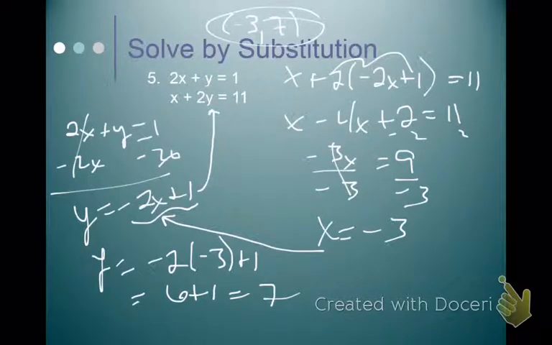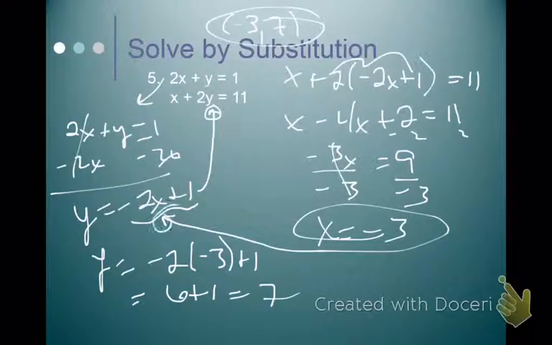Okay, did you get this? Take the first equation, subtract 2x from both sides to get y by itself, and you get y equals negative 2x plus 1. So we're going to take this negative 2x plus 1 and plug it in for this y right here. And when we do the arithmetic, you should get down to x equals negative 3. Now that we know that x is negative 3, we plug it back in over here to find the value for y. Okay?